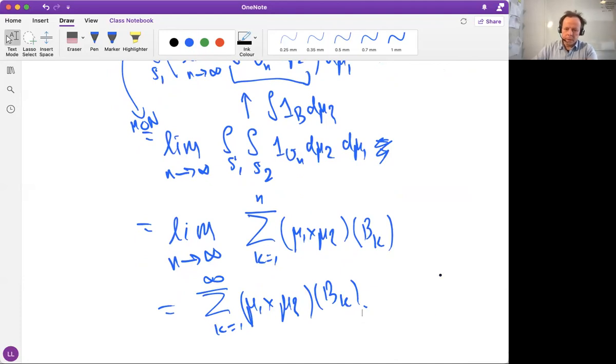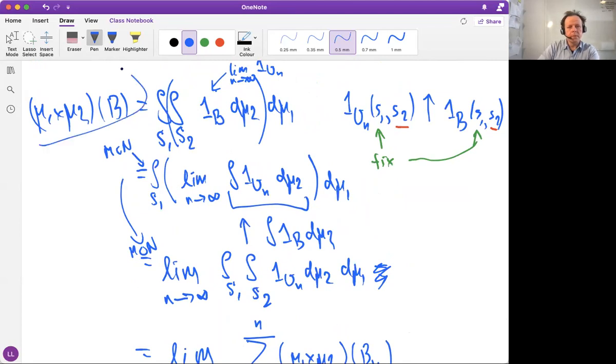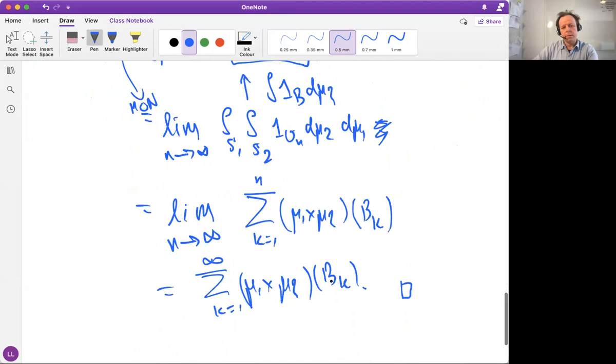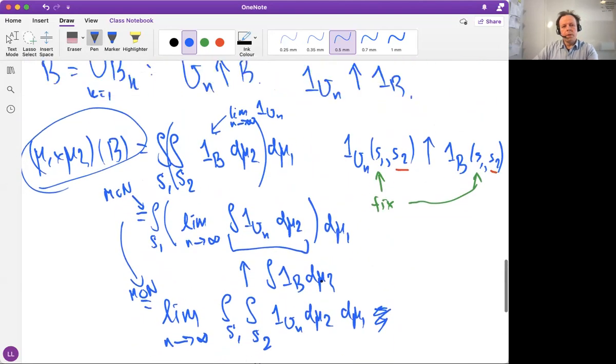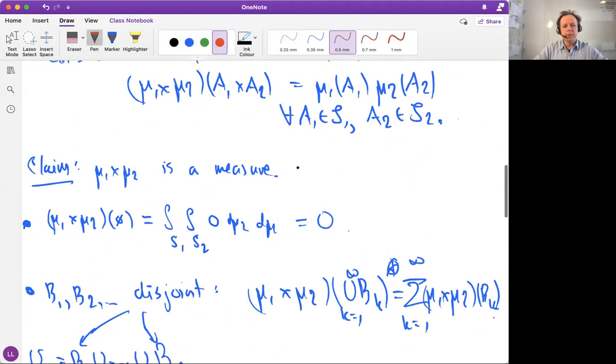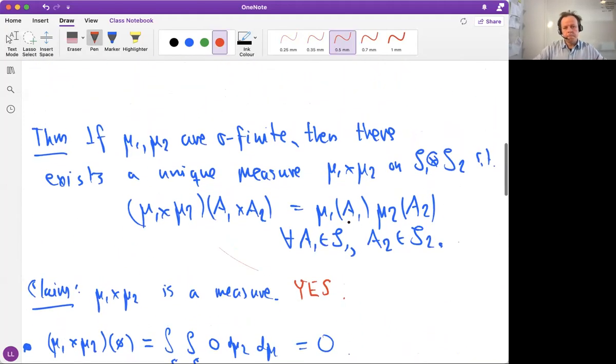End of the story about this. So that actually proves that for B, which was the infinite union of disjoint sets, the measure is the infinite sum of the measures of the sets. We conclude with this derivation that yes, this is a measure. And that's why it is a product measure. And that's part of this theorem.